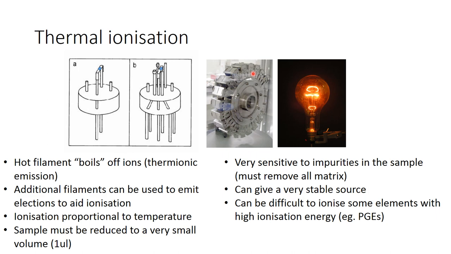So this can be a very, very stable source of ions, so it's very good for measuring isotope ratios. It's not very good for measuring multiple different elements, because you have to remove most of the elements you're not interested in to get down to this very small volume. So it's usually only used for measuring one element at a time, because the efficiency of the ionization is very, very sensitive to contamination from other elements. Okay, and also some elements are really hard to ionize this way, so it's not good for everything.